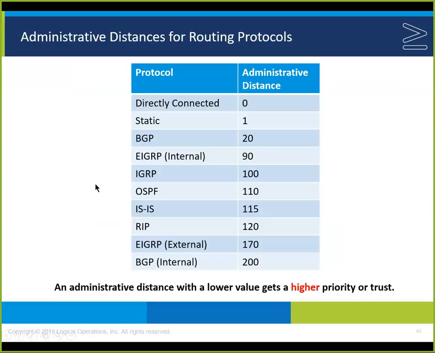A bigger table for these lists directly connected, static, BGP, EIGRP, IGRP, the Cisco proprietary protocol that's no longer in use, OSPF, IS-IS, RIP, EIGRP external, and BGP internal. BGP, the Border Gateway Protocol, can be either an external protocol or an internal protocol, so it can be configured in both ways. The administrative distance with the lower value gets the higher priority.